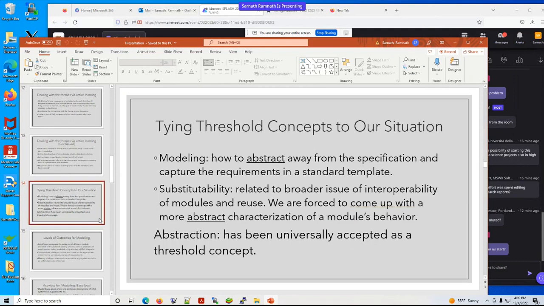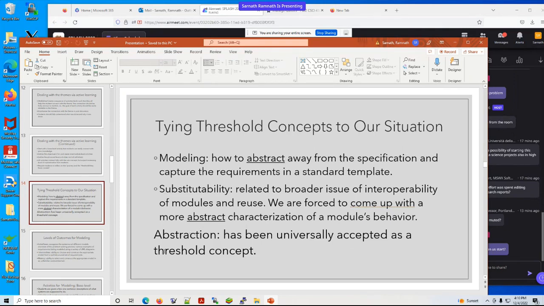And so how does all this tie to threshold concepts? Well, if you look at modeling, what we are doing is we are going to abstract away from the specification and capture the requirements in a standard template. And again, substitutability is related to the broader issue of interoperability of modules and reuse. So we are forced to come up with a more abstract characterization of a module's behavior, and that is how we verify that there is substitutability possible. We have to do it in an abstract formal way, because we cannot just do it by examples and so on.